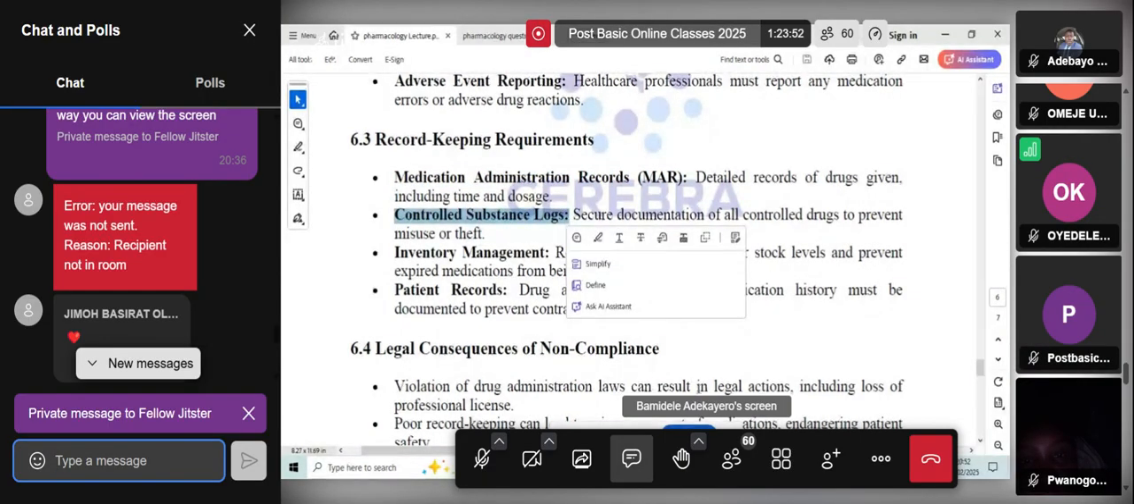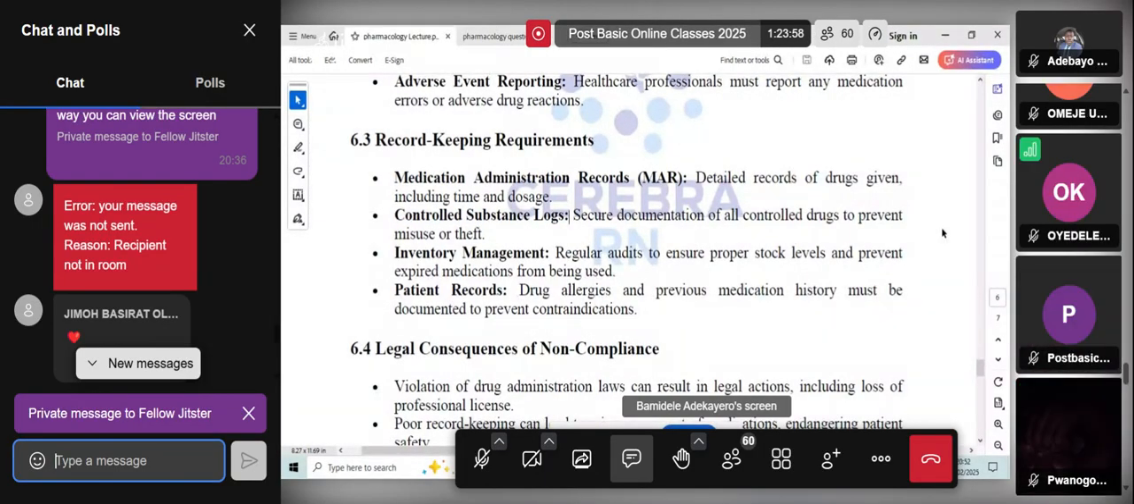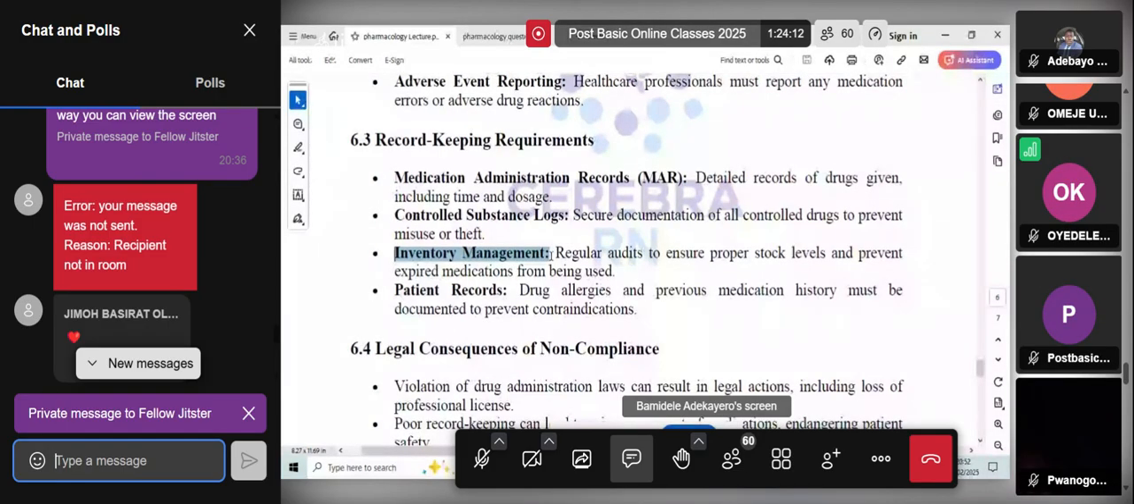For the CD book, it should be there for all CD medications. So when you want to take controlled drugs, you need to be there. Two people need to sign it and make sure that it is given. Inventory management. This is taking stock of a medication. If you have 10 tablets or 10 vials of a medication, you need to make sure it is 10. Just keeping record. And this is patient record.